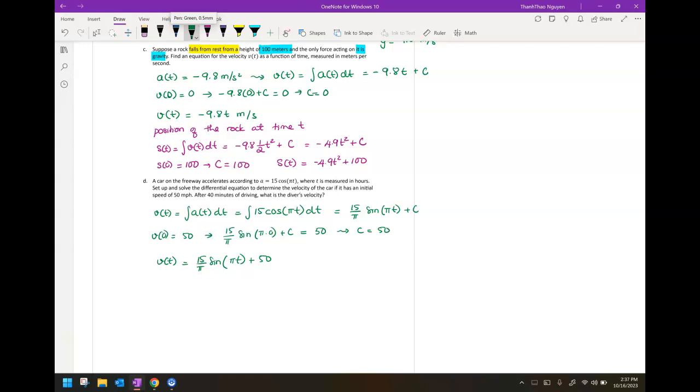So after 40 minutes of driving, what is the driver's velocity? Note that here we have t measured in hours, but the question here is 40 minutes, so we have to change it to match the unit. So 40 minutes equals 40 out of 60, equals what? 2/3 of an hour.